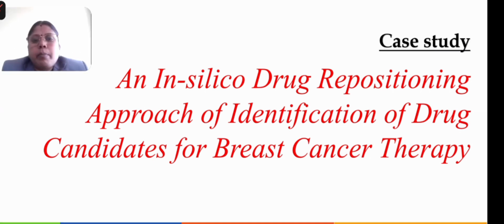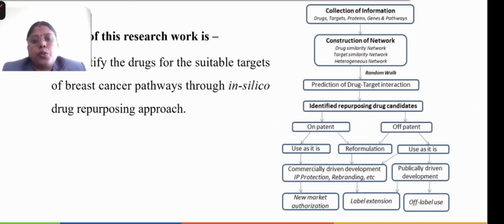So my case study is about an in silico drug repositioning approach for identification of drug candidates for breast cancer therapy. It is the work carried out by one of my scholars, now a doctor, Dr. Naharaj. Actually, we have utilized three techniques over here. One is network pathway mapping. The second one is structure-based drug design, where we have used molecular docking and dynamics. Then the same thing has been validated by in vitro techniques. These are the three techniques we have used.